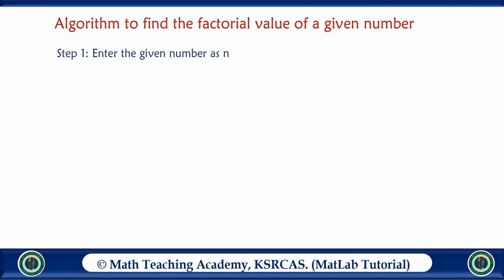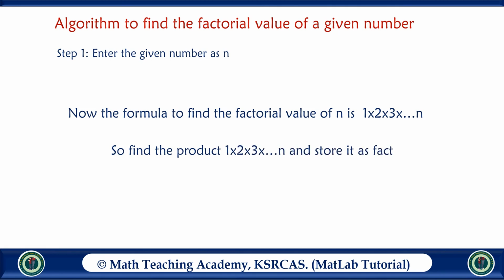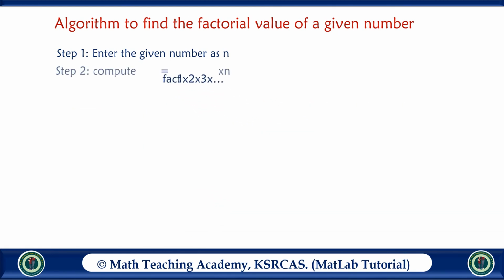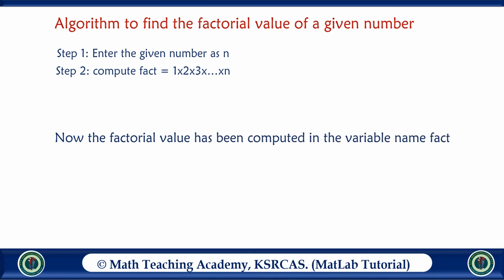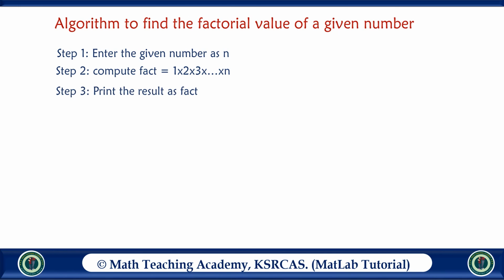So step 1 becomes: enter the given number as n. Now the formula to find the factorial value of n is 1 into 2 into 3 into etc. into n. So find the product from 1 to n and store it as fact. So step 2 becomes: compute fact is equal to 1 into 2 into 3 into etc. into n. Now the factorial value has been computed in the variable named fact. So print the result as fact. Let it be step 3. So step 3 becomes: print the result as fact.